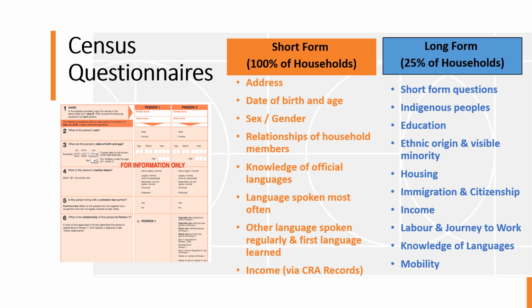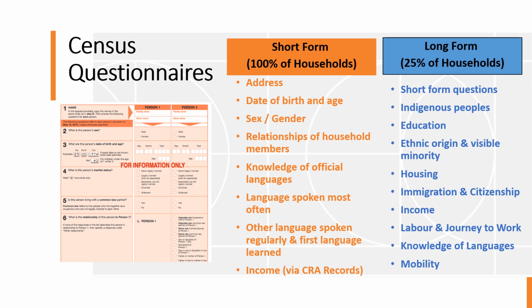The most recent census happened in May 2021, and the one before it in 2016. In May 2021, 100% of the households in Canada received a short form questionnaire. What it asked for was your address, the date of birth of every individual living in the household, the gender or sex of every individual, the relationships of household members to each other, the knowledge of official languages and language you speak at home, as well as other languages that are spoken regularly, and your mother tongue.